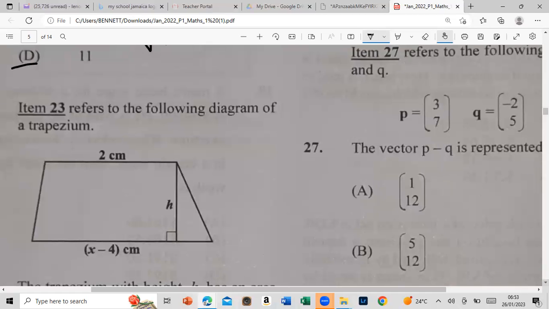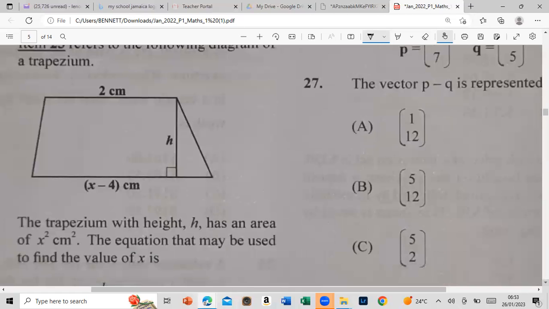So item 23 refers to the following diagram of a trapezium. The trapezium with the height h has an area of x squared centimeters squared. The equation that may be used to find the value of x is. Alright, so first of all, let us write what the trapezium formula is. So it's A. This is the general formula: A plus B. You just add these two sides and then divide by 2, that's how the 2 comes in, times the height, right?